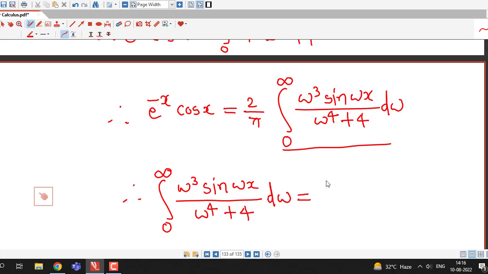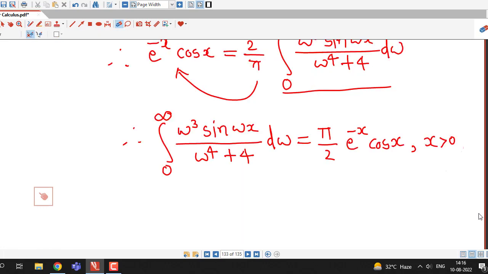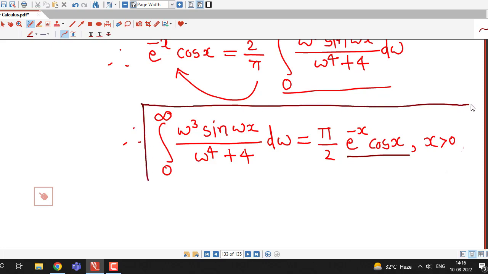equal to, if we take 2 by pi here, it will be pi by 2 times e raised to minus x into cos x. So this is what we are asked to prove. X is positive, and we are able to prove this using Fourier sine integral of the function e raised to minus x cos x. So sometimes they ask you to prove this type of improper integrals using Fourier integral.